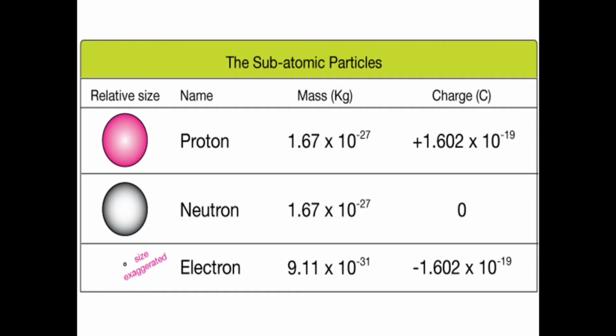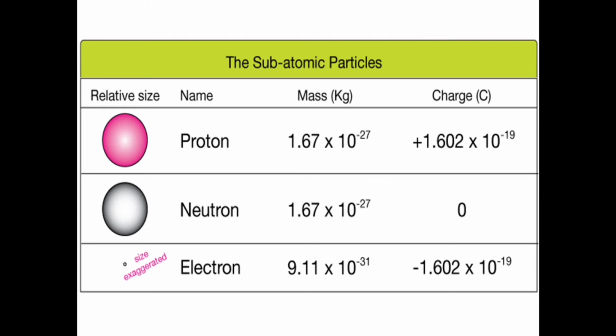Let us learn about the charge and mass of the subatomic particles. Proton. It was discovered by Goldstein and its symbol is P. It has a charge of 1.602 × 10^-19 and its mass is 1.67 × 10^-27.